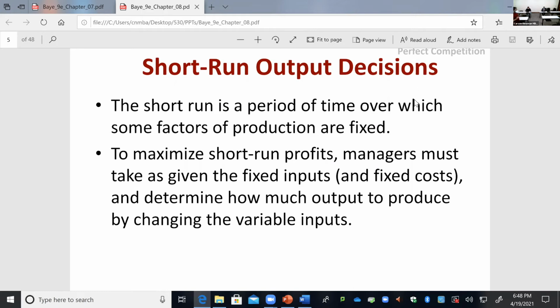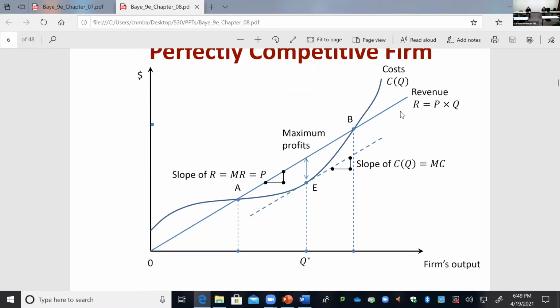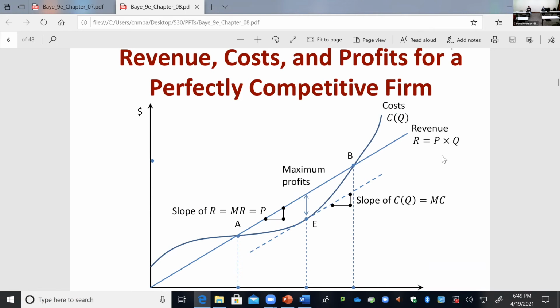So in the short run, if you want to maximize profits, let's look at this graphically. The best way to look at this is graphically. There are two ways to look at the graph. Now, remember, here's the bigger question. How does any firm maximize profits? What's the profit maximization condition for any firm?